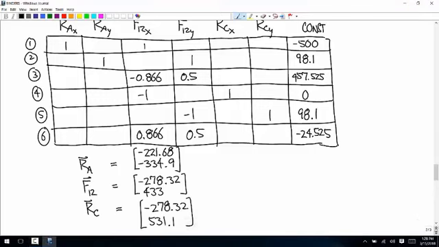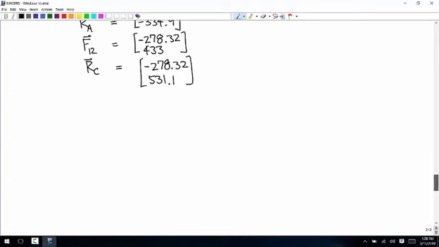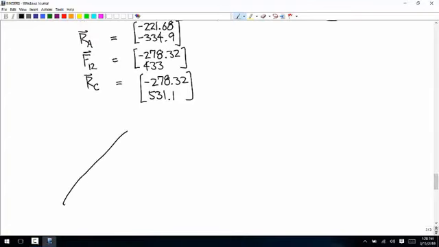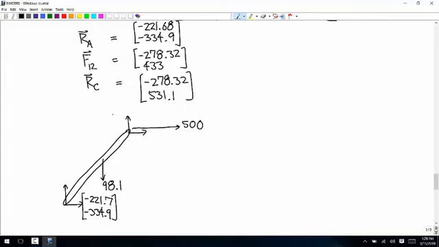Okay, so now let's take the last step, and we have these values of these forces we defined. Let's put them back into the free body diagrams and show what the external loads are on each of those 2 members. Member 1, we had a downward force of 98.1. We had this force vector RA over here, and that's negative 221.7, negative 334.9. And then up at the top, we had the 500 Newton force, and then we had the force vector that said negative 278.3, 433.